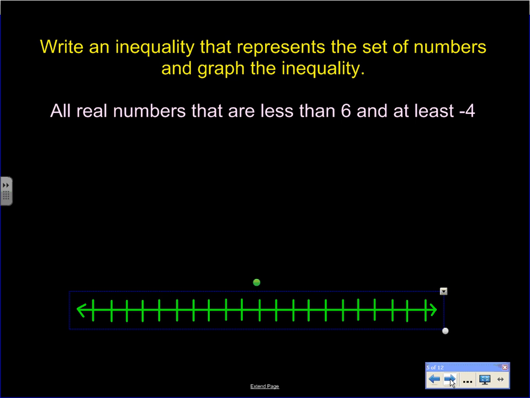Let's move on. Let's move on to writing compound inequalities given this situation here. It says write an inequality that represents the set of numbers and graph the inequality. Okay, so write an inequality that represents the set of numbers. First off, it's going to be all real numbers.